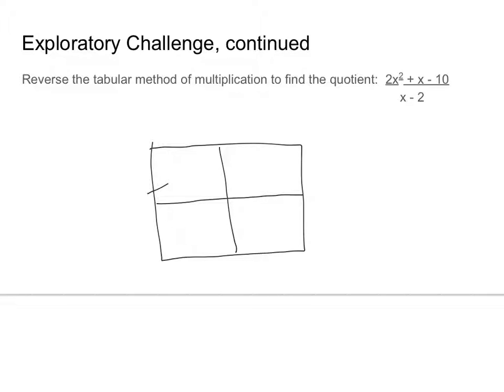So this first square is going to be 2x squared, x, and -10. This side will be x and -2. Now the first thing we're going to do is fill in this first square, which is going to be -10. So what times -2 is -10? Or you can just divide here. -10 divided by -2 is going to be a +5.